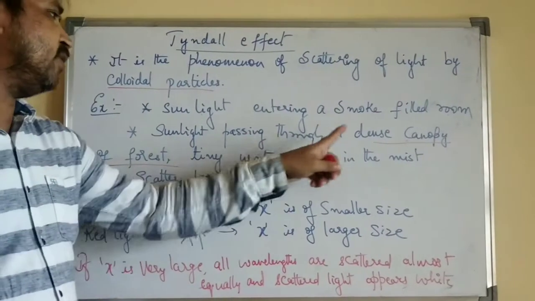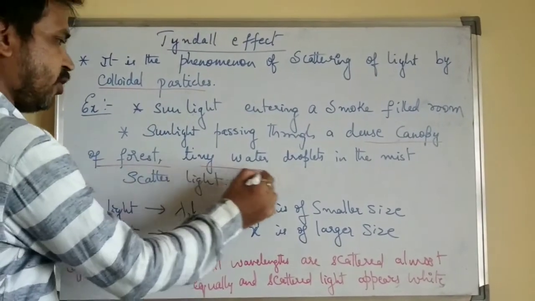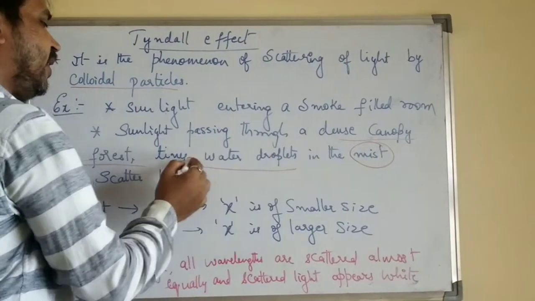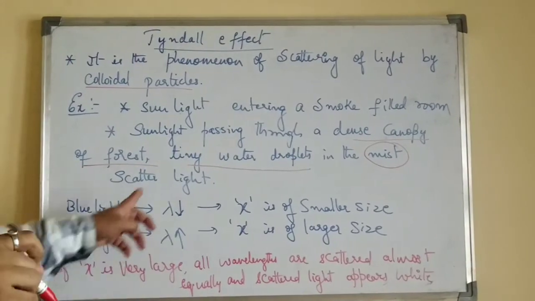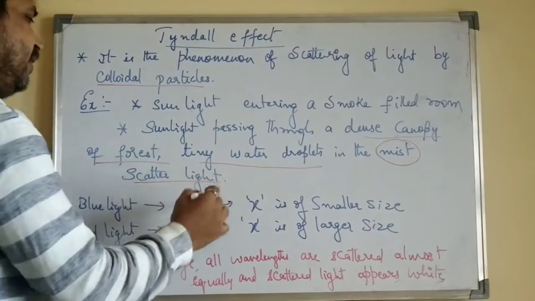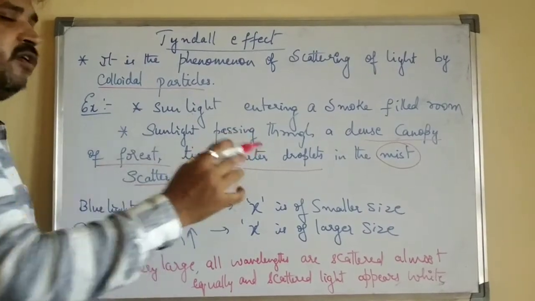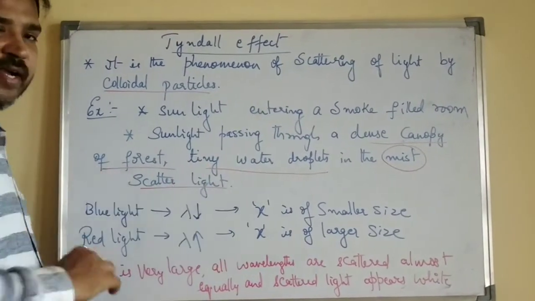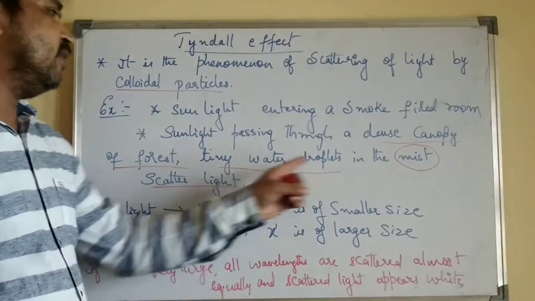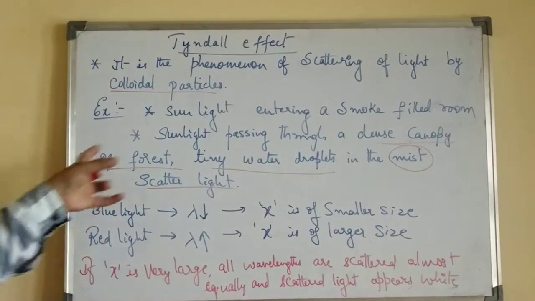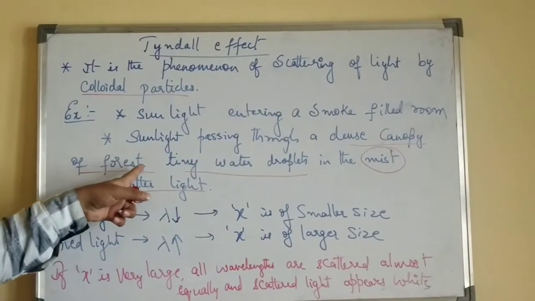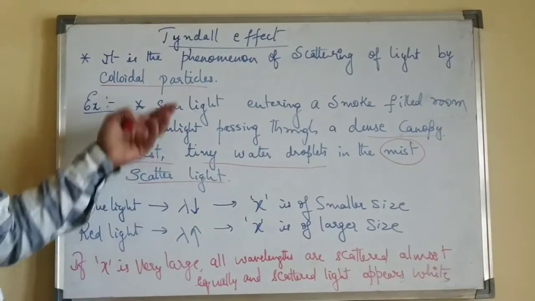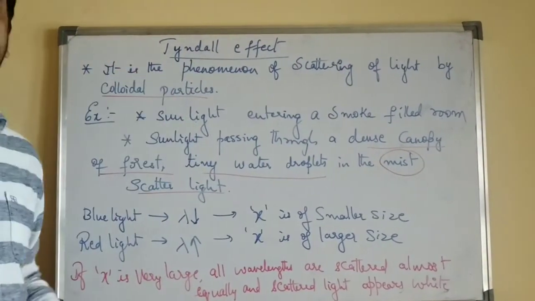So, sunlight passing through the dense canopy of forest: tiny water droplets, because the forest is filled with mist. In that mist, there are tiny water droplets. Those tiny water droplets act as scatterers and they scatter the light. So in that we can see the many particles on the way. The tiny water droplets present in the mist scatter the light. So there are many examples that you can give for the Tyndall effect.